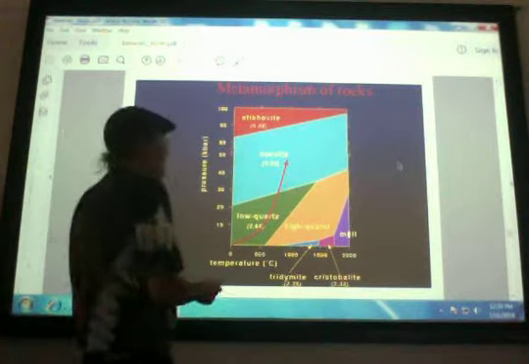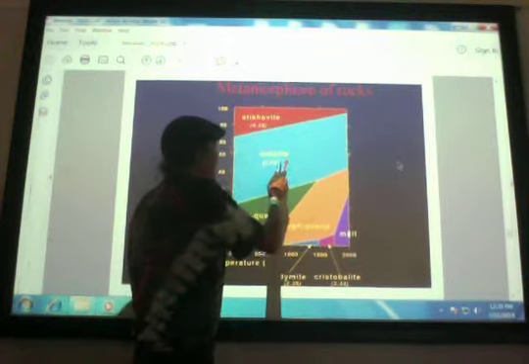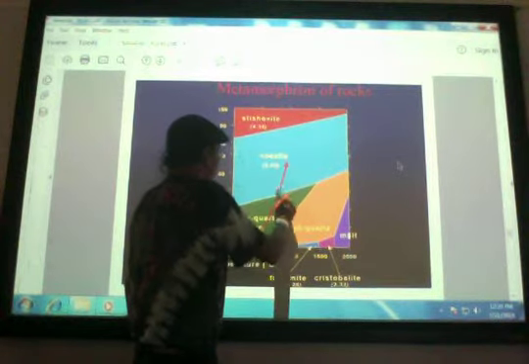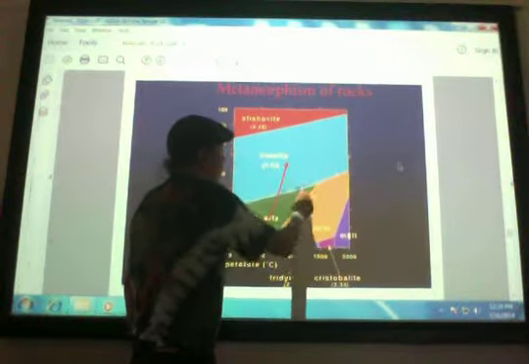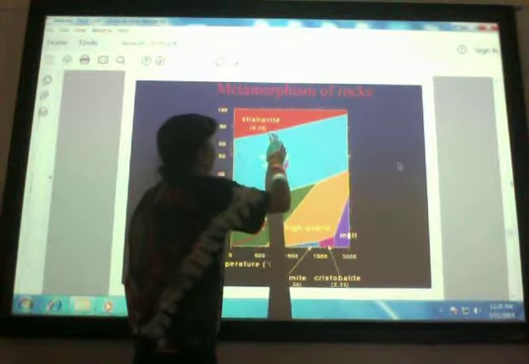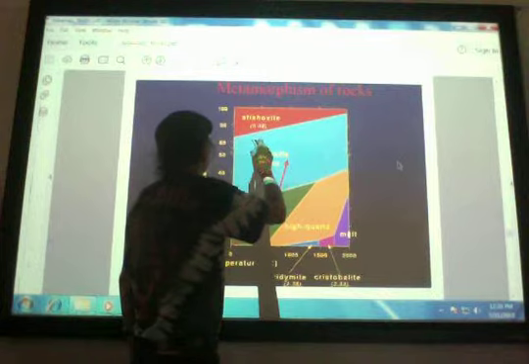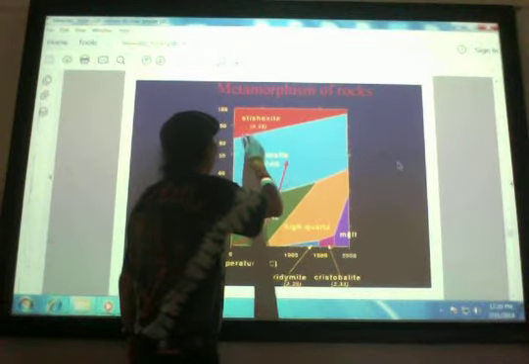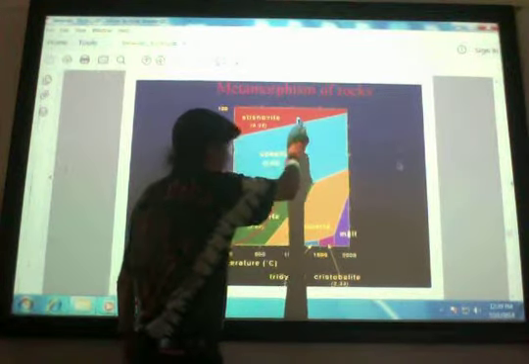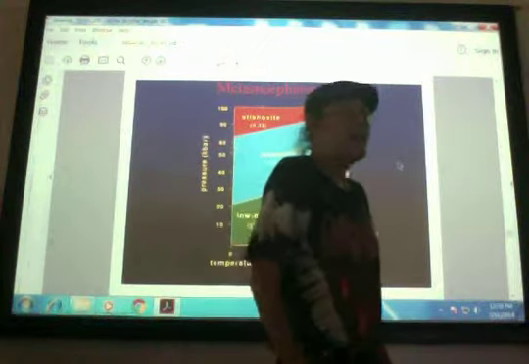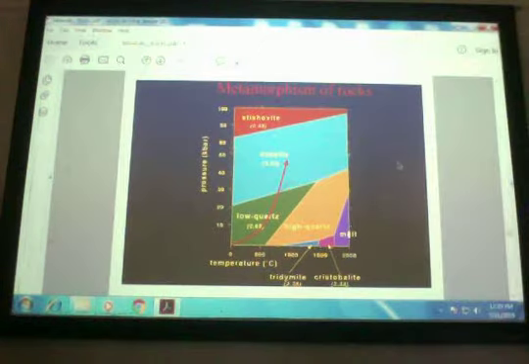If you are increasing the pressure, then you are forming here, at pressure conditions of more than 80 kilobars, depending on the temperature as well, a stishovite. And you can calculate these transitions.